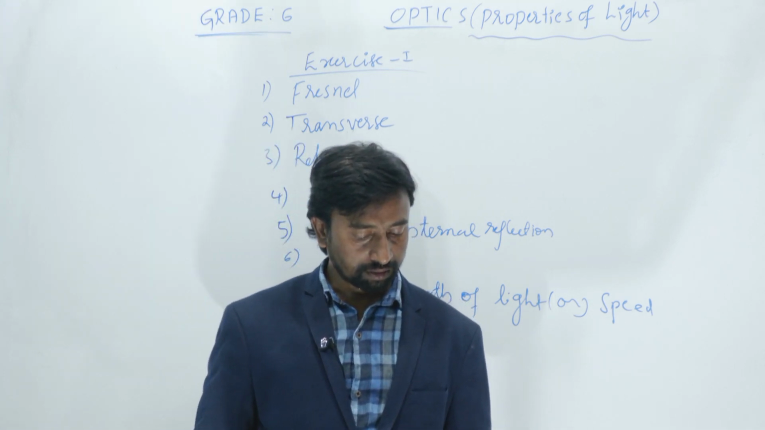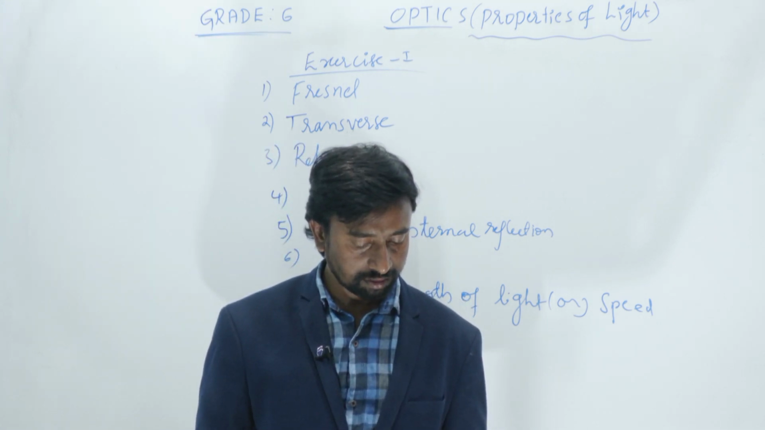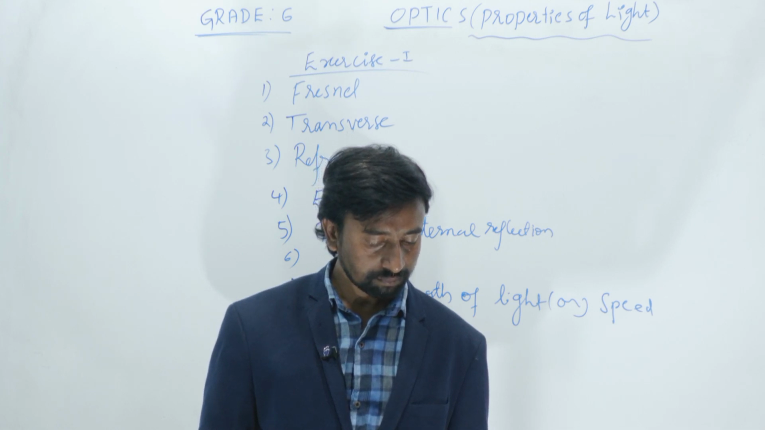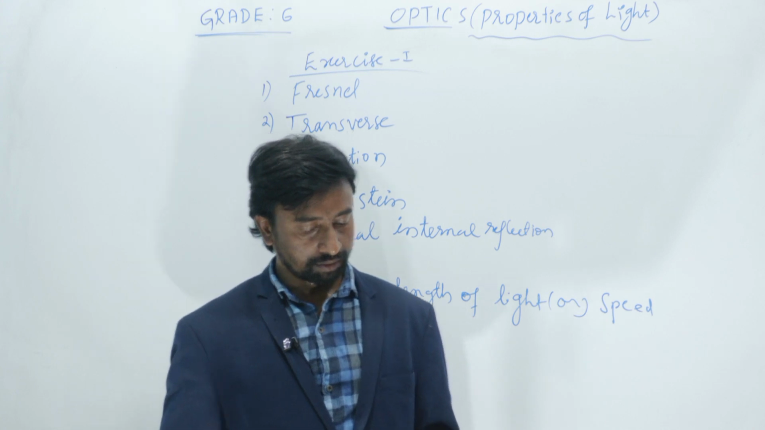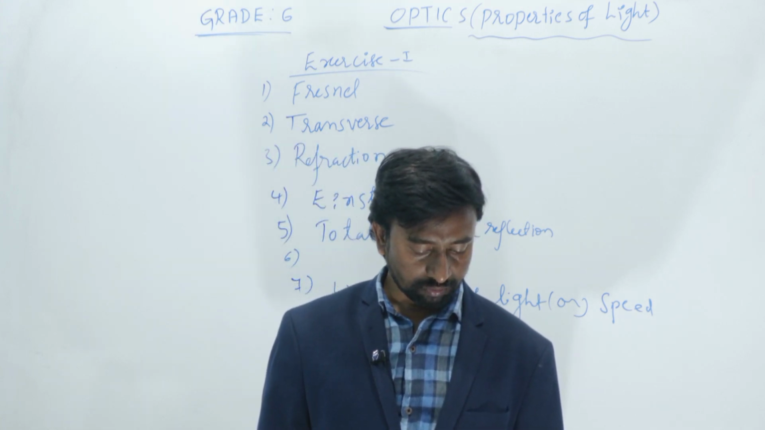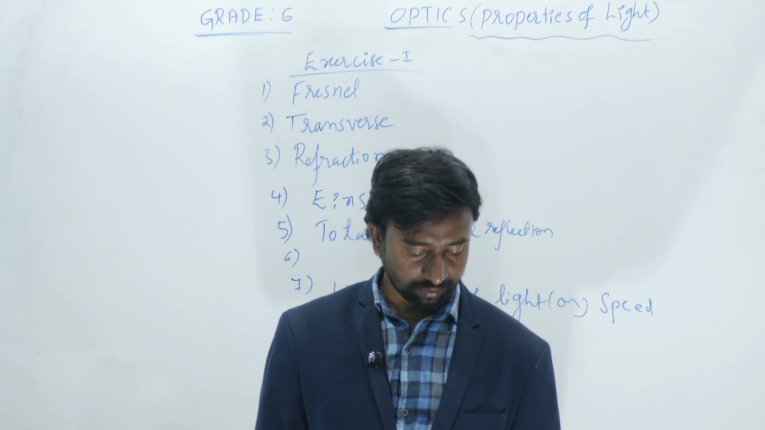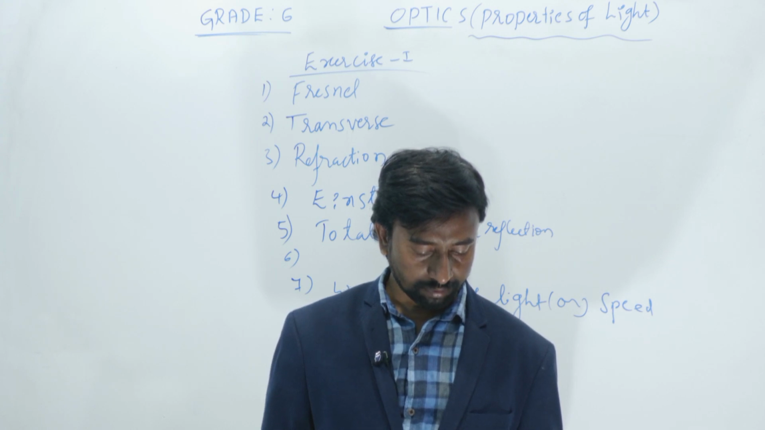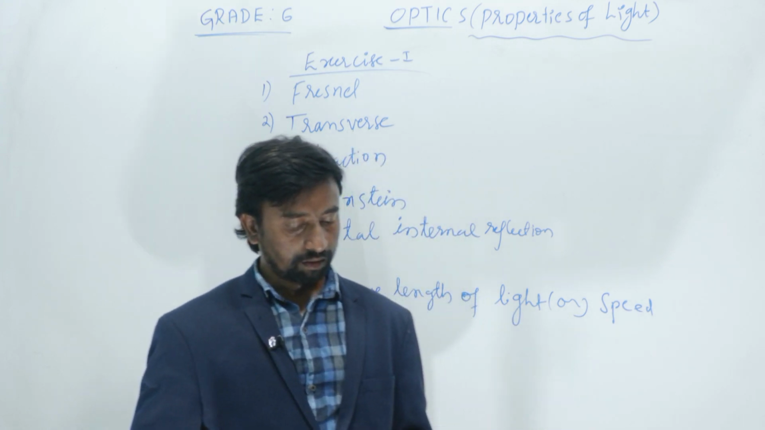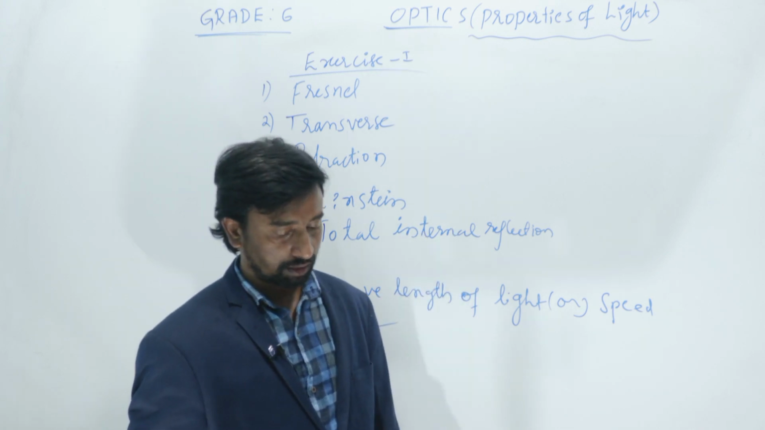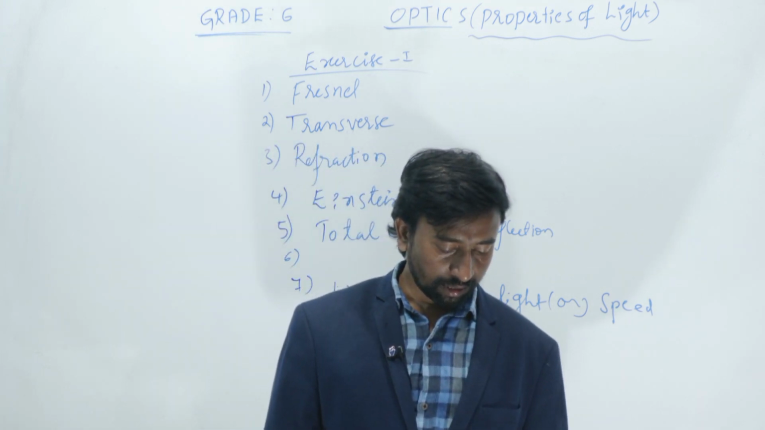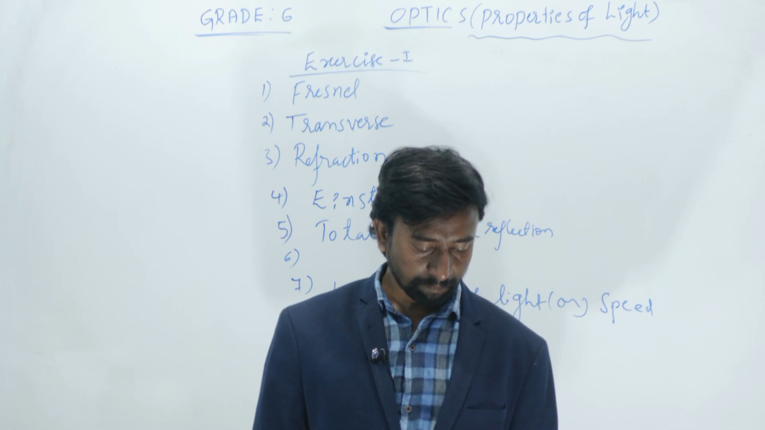And here the ninth one: the phenomenon of interference is shown by longitudinal mechanical waves only, transverse mechanical waves only, electromagnetic waves only, or all the above types. So even in longitudinal waves, interference will take place. There is a sound that will be seen there. Okay. So in all the electromagnetic waves we can see it.